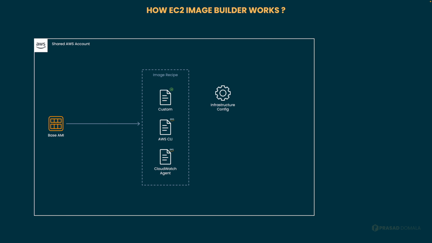Next, we have infrastructure config, and this defines the infrastructure configuration required for our temporary EC2 instance, which is launched by Image Builder during the build process.